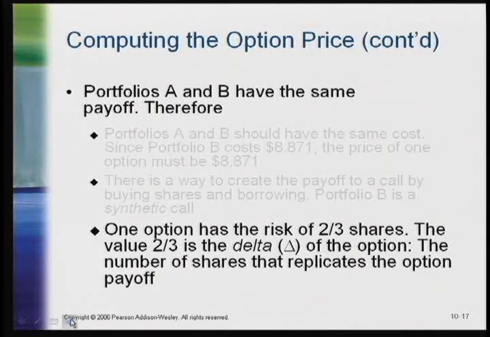This particular option is said to have a risk of 2/3 shares. That 2/3 is an important idea in option pricing. It's called the delta of the option. The delta of an option is a measure of how much price sensitivity the option has to the stock price moves. And so this option has a delta of 2/3.